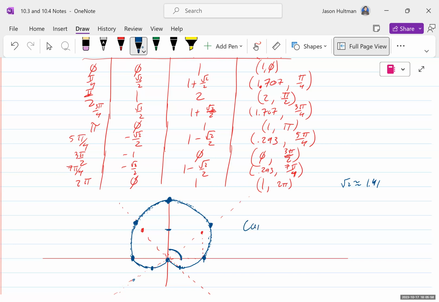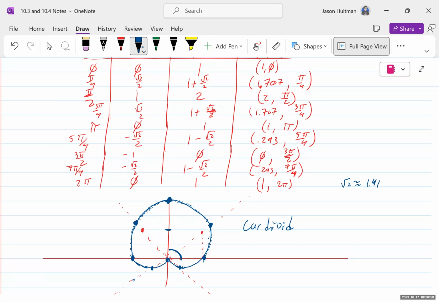This shape is called a cardioid. Cardioid. Maybe I'm missing an I. Cardioid. Yeah, cardioid. Okay, it's called a cardioid. Cardiac means heart. And so this is a heart shape. It's kind of an upside down heart, the way that we've drawn it here. But this is a cardioid.